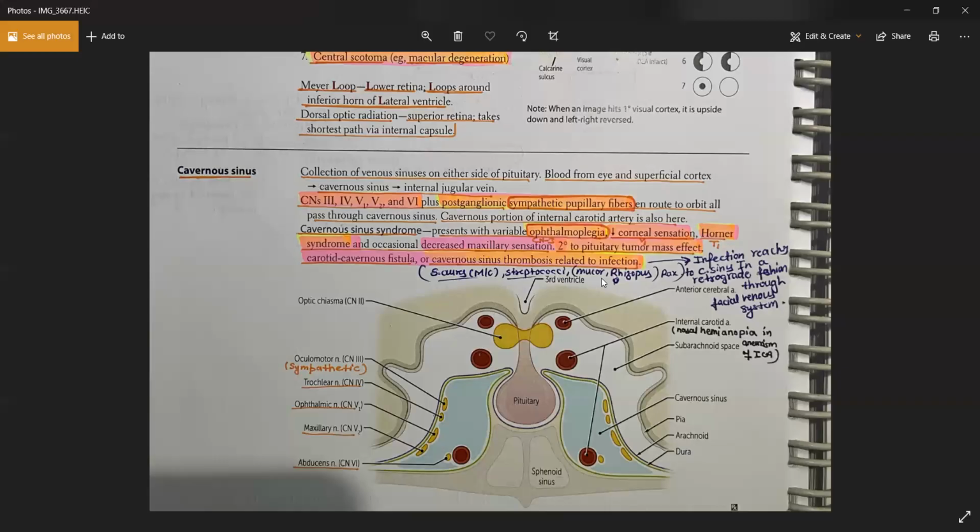You will have a constricted pupil, right? Sorry, not a fully dilated pupil, but a constricted pupil. You will have a loss of innervation of all the muscles in the eye, so you will see a fixed constricted pupil. You will have a loss of sensation over the eye and a loss of sensation over the face. Those are the symptoms of cavernous sinus thrombosis or any infection or any fistula. Okay.